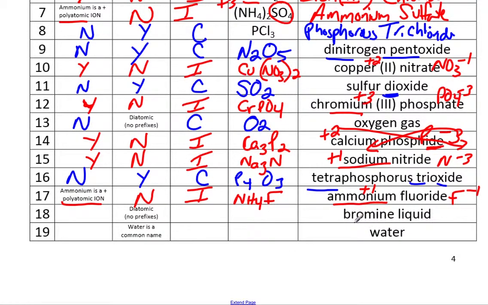Bromine liquid. Bromine is one of those diatomics. You just have to know that. That means it's covalently bonded because it's just bromine. There's no metals, obviously, and it's Br2.